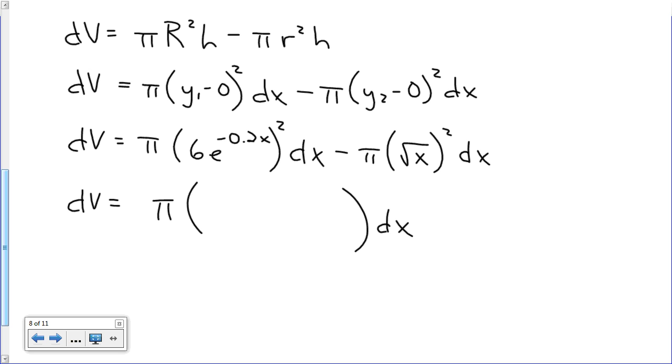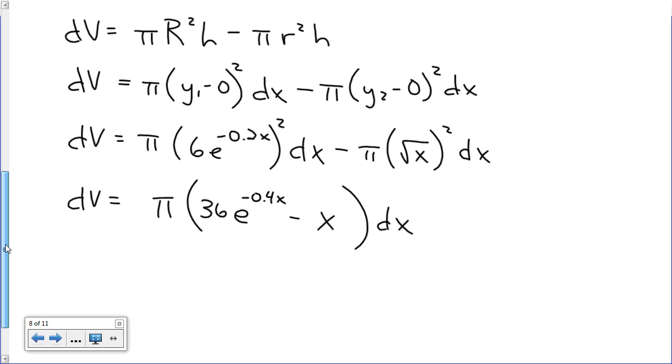Now if you want to leave it just like that, you can. I'm going to go ahead and square that. So you end up with 6 times 6, the 6 squared, that is 36. And then e to the negative 0.2x, when you square that, you multiply those exponents, so this becomes e to the negative 0.4x. Again, if you just want to leave it as that whole quantity squared, you can, but that's what it looks like if we square that thing out. Now the square root of x squared is just x, and we're subtracting that. All right, there's our differential equation.